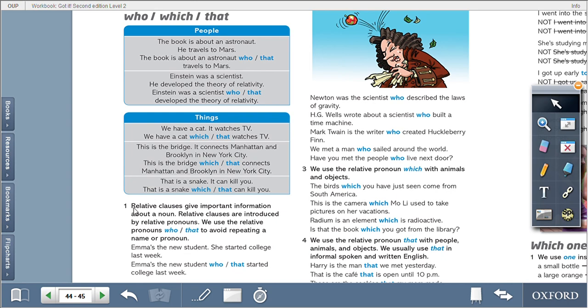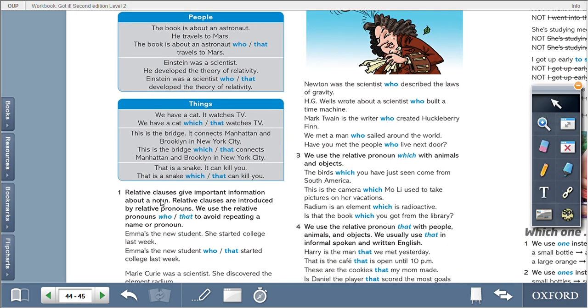Look at here, we have this information. Relative clauses give important information about a noun. Relative clauses are introduced by relative pronouns. We use the relative pronouns who and that to avoid repeating a name or pronoun.